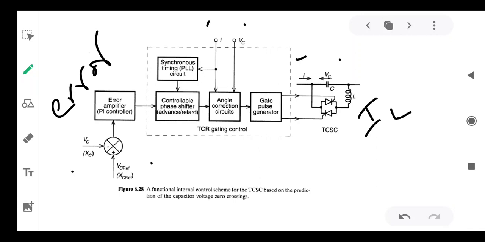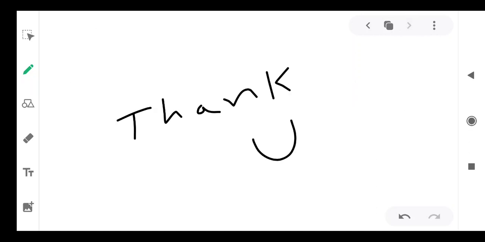This is another control circuit for the TCSC. Compared to the previous control circuit, it is somewhat faster in response. So these two control circuits are used for TCSC control. With this, the control circuits of GCSC and TCSC have been completed.